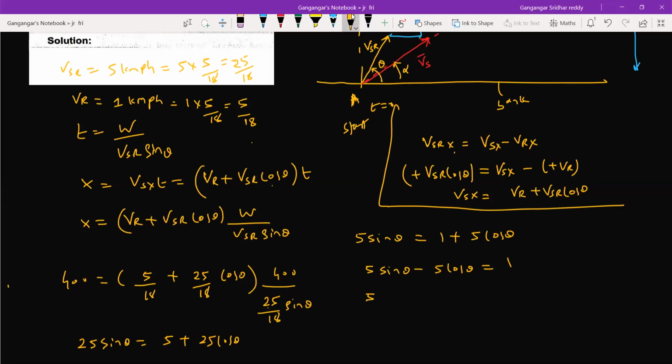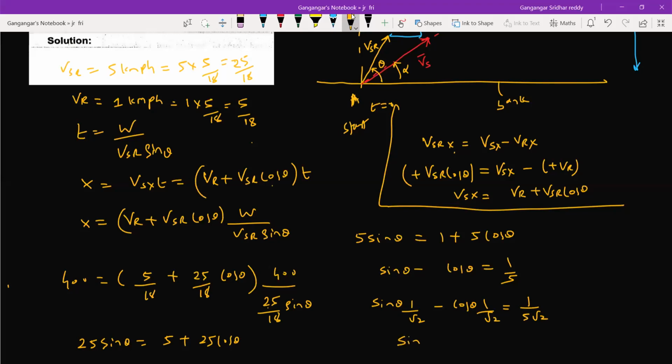This will be sin theta times 1 by root 2. 5 also I'll send on that side. Now divide and multiply by 1 by root 2, cos theta. Okay, fine. Can we simplify the LHS? Yes, it can be done. Sin A cos B minus cos A sin B, so this will be the sin of A minus B formula.